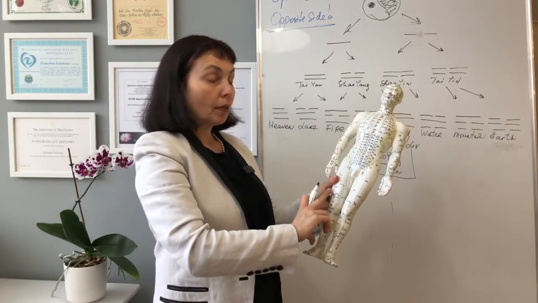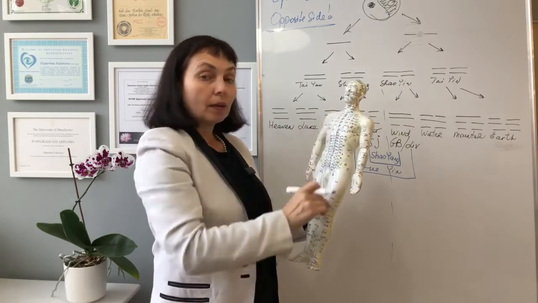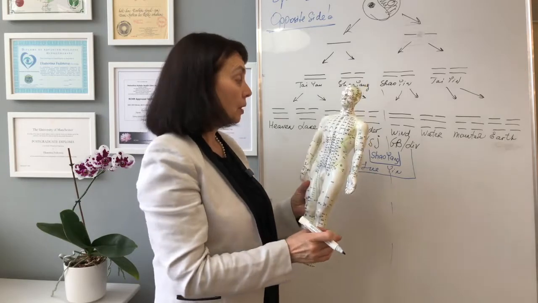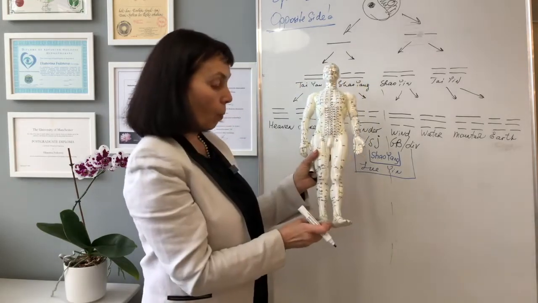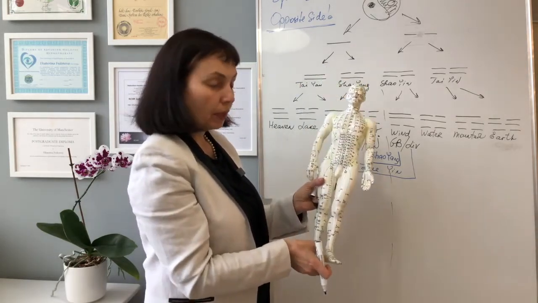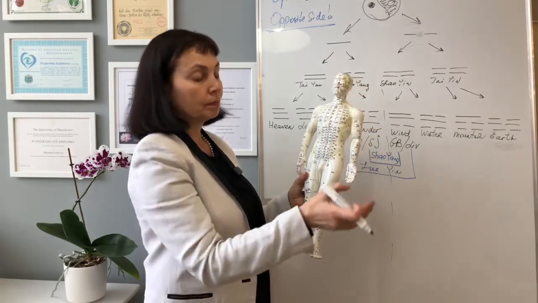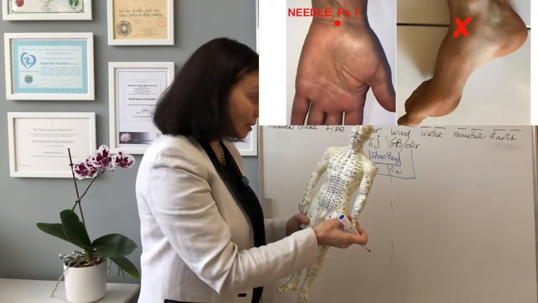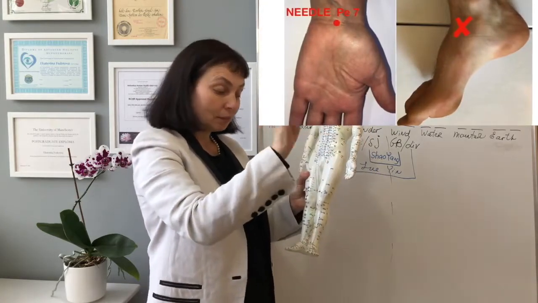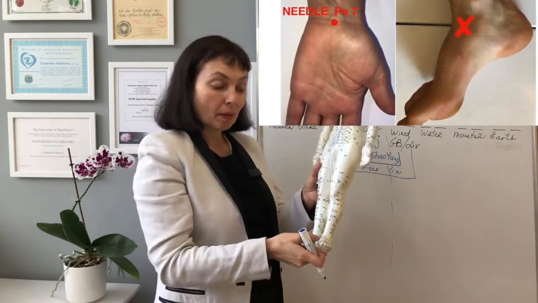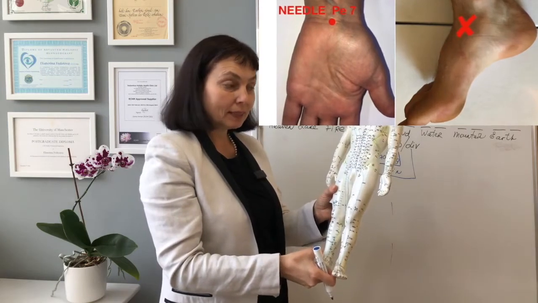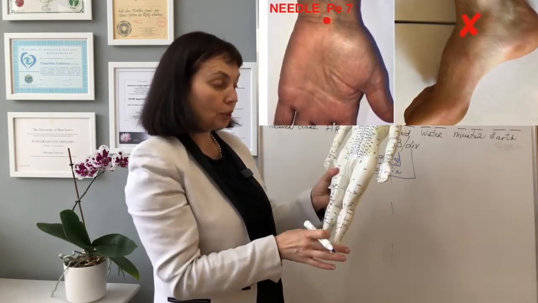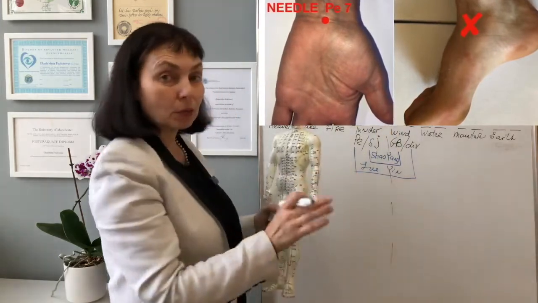If we apply the mirror, which point will represent or balance liver 4 in the ankle? Pericardium 7, exactly, because wrist represents ankle, and this is the bend, and this is the bend. The joint to the joint. The pain will go away.